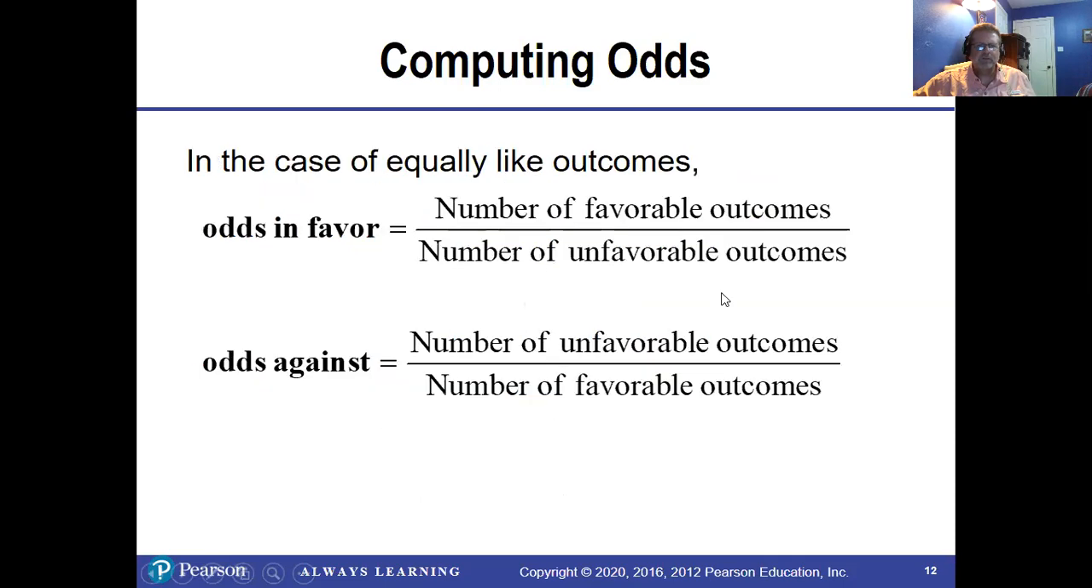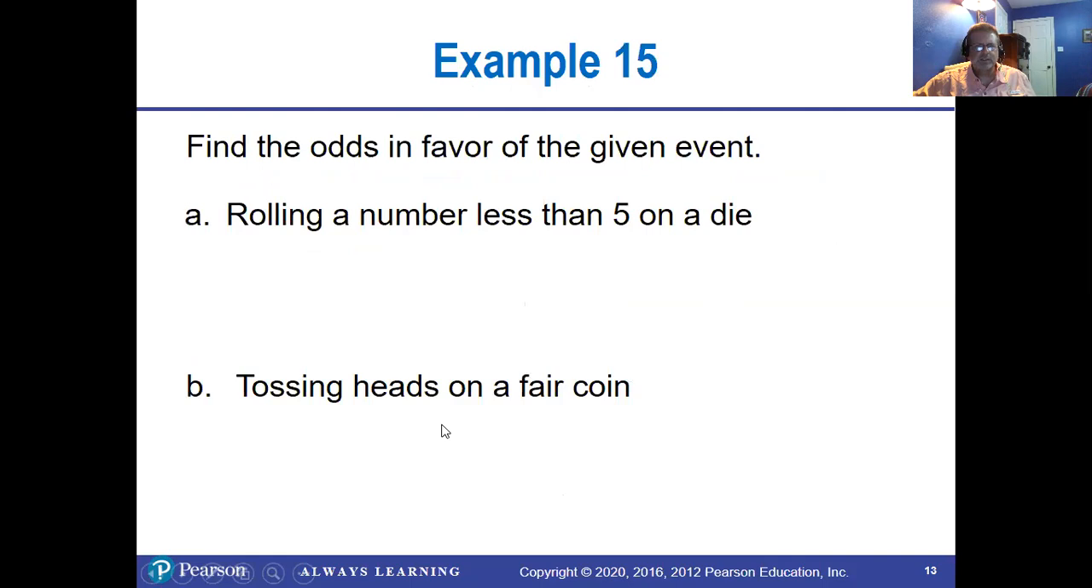Okay, and we write them in different ways. Now this is the normal way, right? This is how I kind of usually teach it. Odds in favor is the number of favorable outcomes over the number of unfavorable outcomes, and vice versa for odds against. Okay, so a couple examples for you.